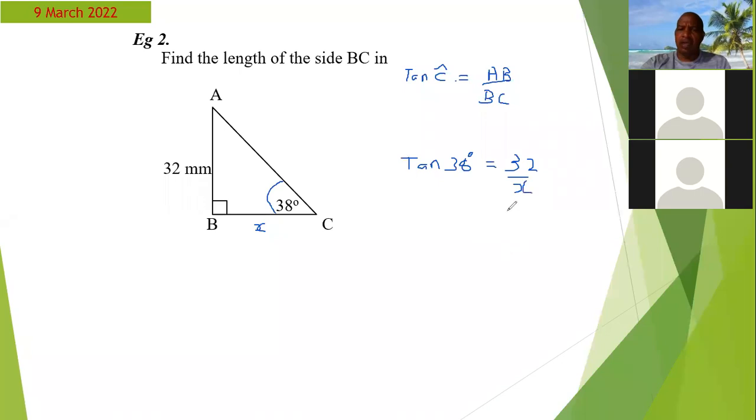And now, in order to make x the subject, we can bring up the x on the left-hand side, and at the same time, we bring down the tan. So if we bring up the x and simultaneously bring down the tan, we'll get x to be 32 divided by tan of 38.